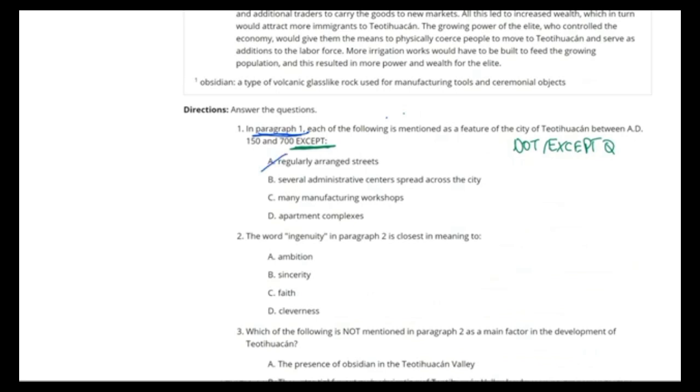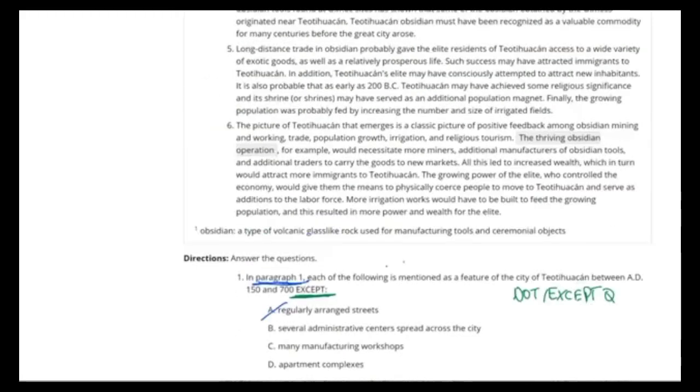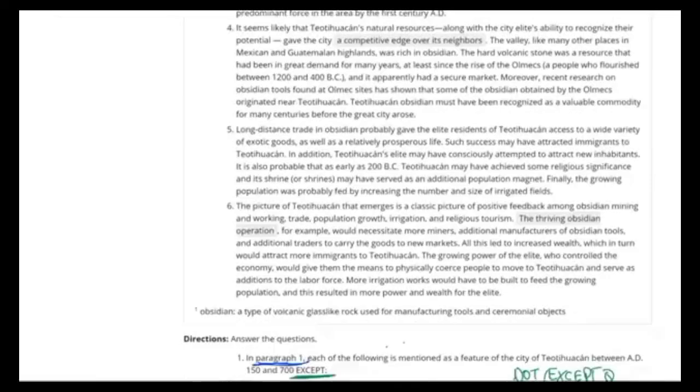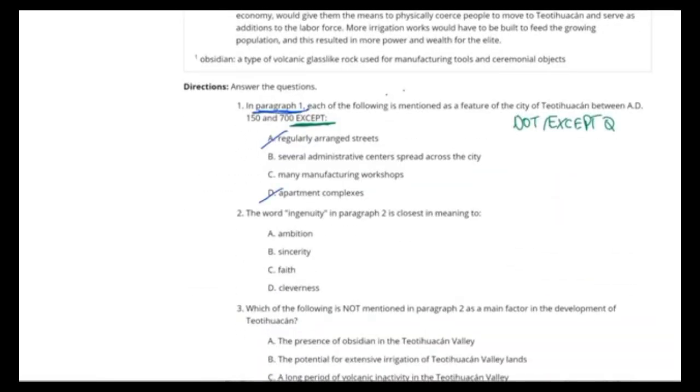I remember something about workshops and I remember something about apartment complexes. Let's have a look at the first paragraph again. Here it talks about a large number of industrial workshops. Now, in the answer, it talks about manufacturing workshops, but manufacturing is a synonym for industrial. So this is also a feature of the city. And as you can see here, it talks about 2,000 apartment complexes, okay? So apartment complexes are also a feature of the city. So we know that D must be out and C is out as well. So we're left with B. B is the correct answer.